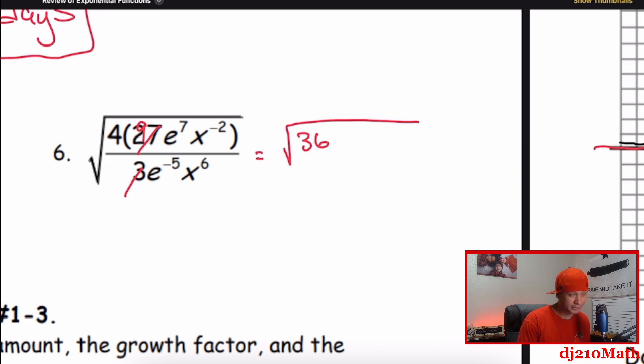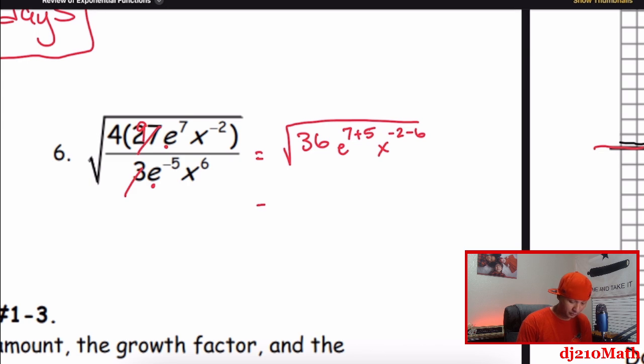We have e's in the top, e's in the bottom. So when you have common bases and you're dividing, it's always top minus bottom. So e to the 7 minus -5, which just means plus, right? Minus negative means plus. So 7 minus 5. Now notice there is no more e in the bottom, right? There's no e in the bottom. It's moved up to the denominator. Same thing is going to happen with the x. X to the -2, top minus bottom, so -6.